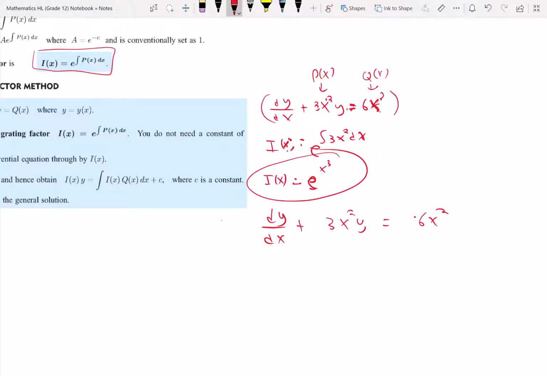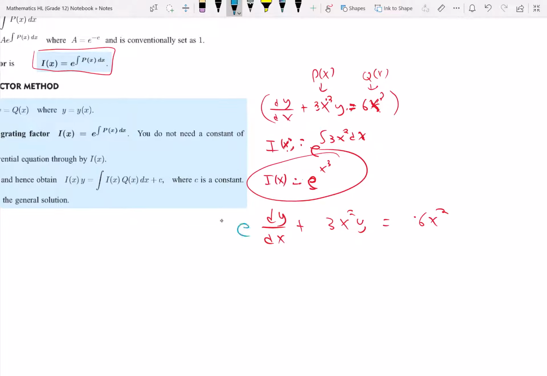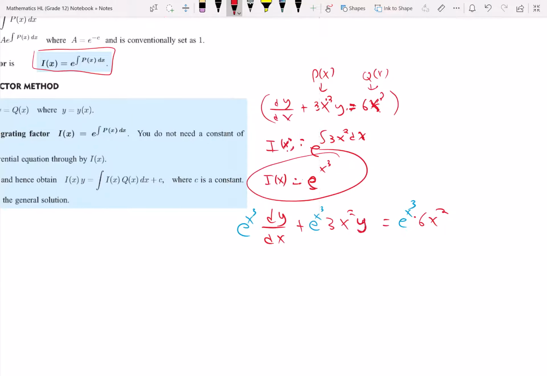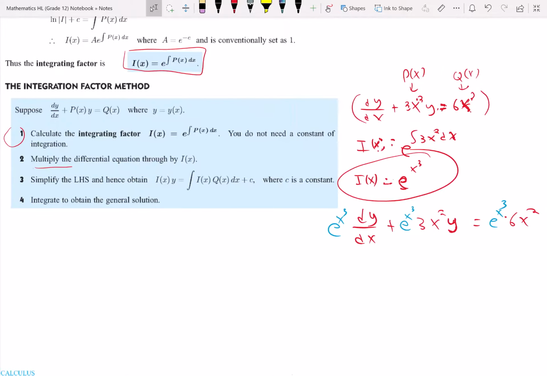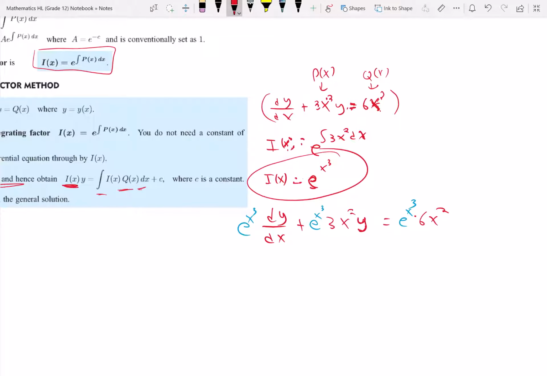And we're going to go ahead and take our integrating factor and multiply everywhere by the integrating factor. Right? And so that's what we did there. Next is simplify the left-hand side and hence obtain I of x times y equals the integral of I of x times q of x dx plus c. So we're trying to simplify this left-hand side.